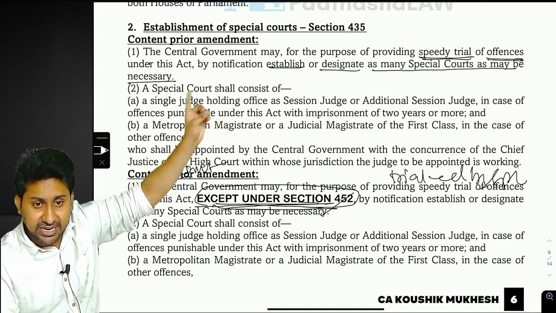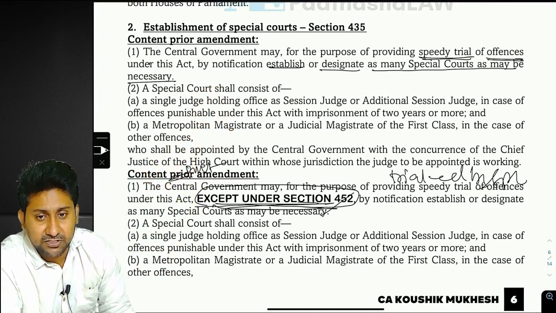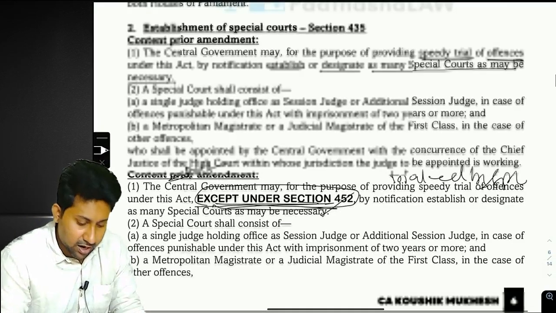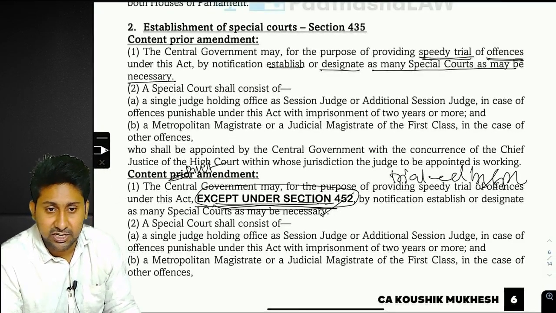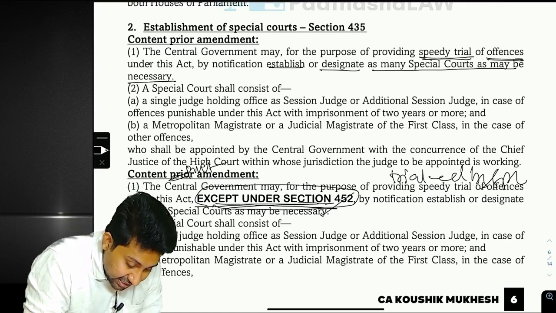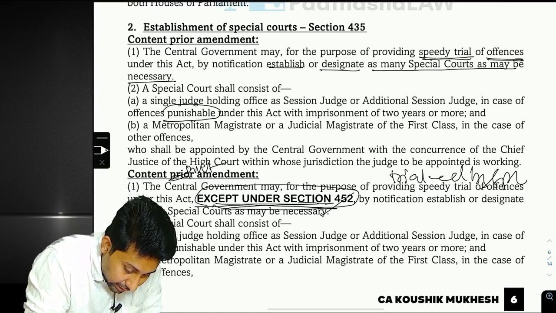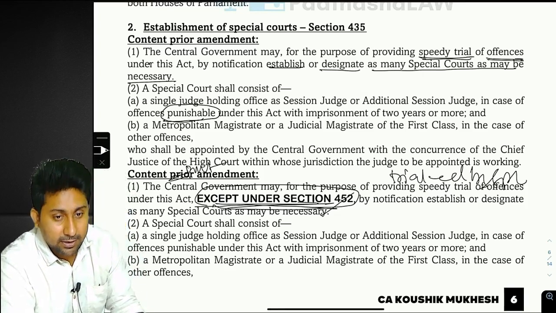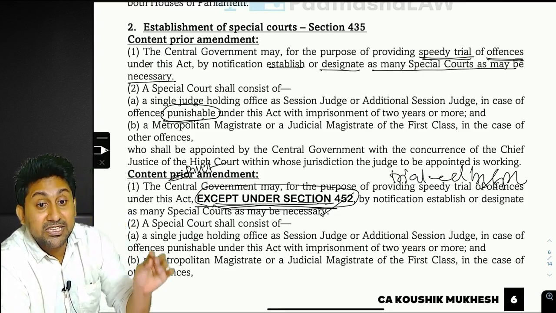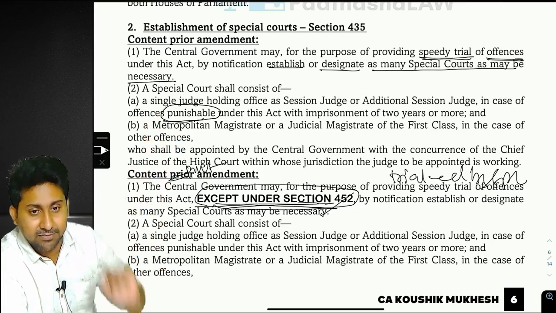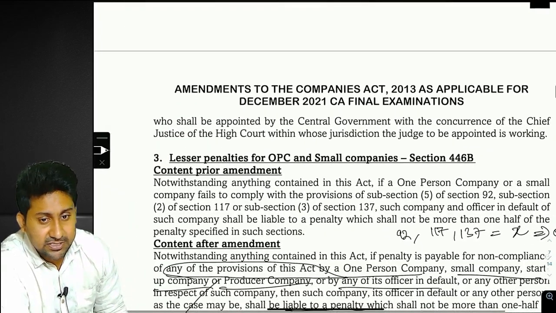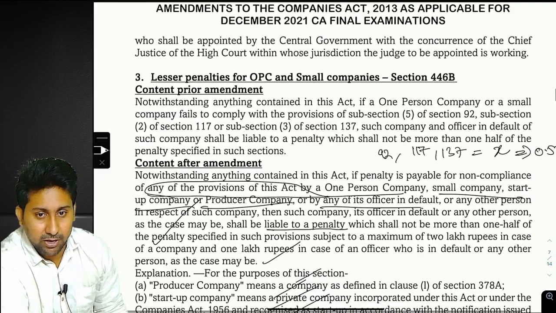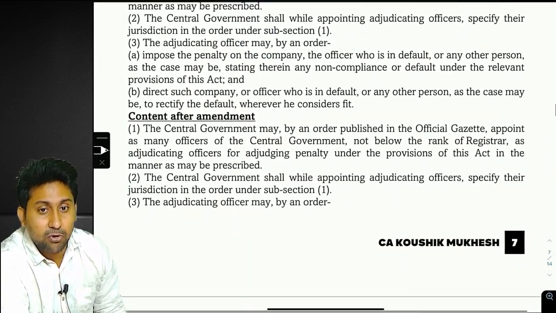A single judge holding the office of a sessions judge or additional sessions judge, in case of offences punishable. Punishable means what? Punishment related sections come here, but penalizing sections don't come here, okay? Penalizing sections will come to 454.